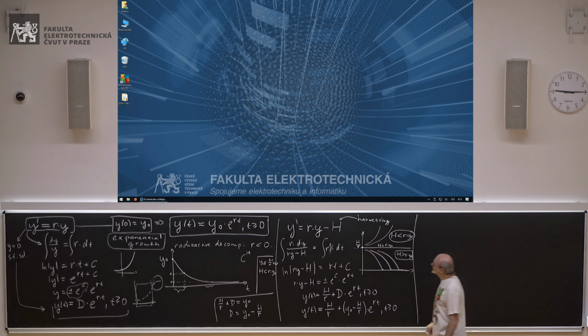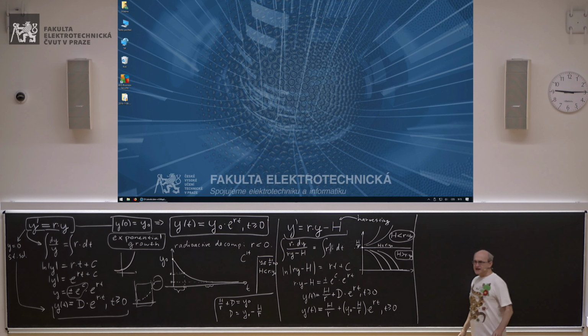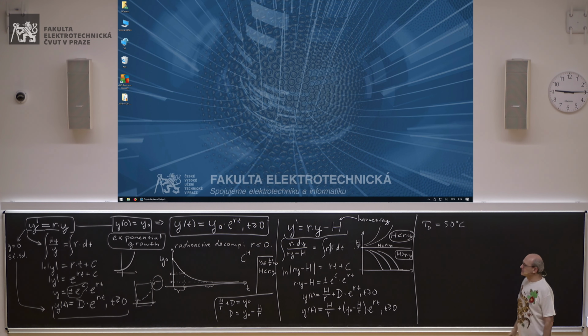Okay, let's try another small change of this exponential model. Imagine that you are in the desert. So there is a temperature, let's say, T d, which could be something like 50 centigrades. How much is it in Fahrenheit? 120 something, 122 I think, whatever.